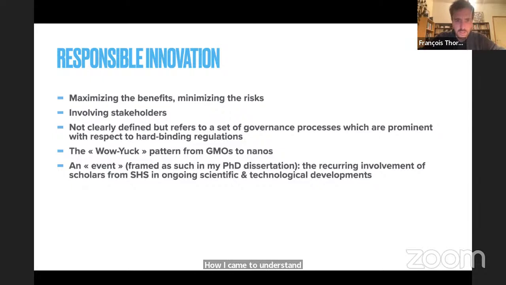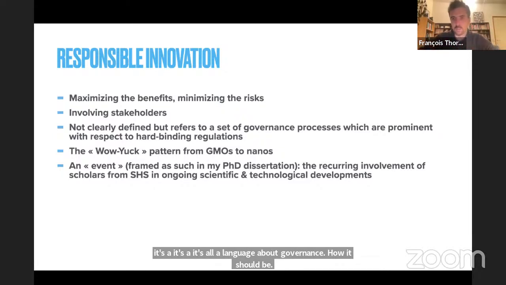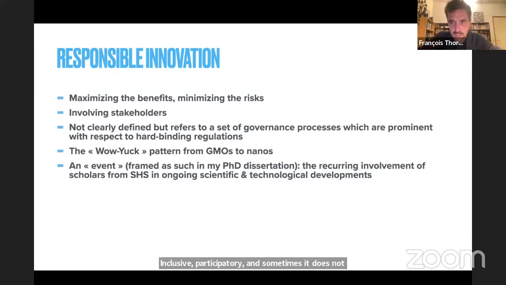Also, responsible innovation is not very clearly defined. I mean, there are attempts to define it from the European Commission, for example, from René von Schomburg, who you probably, I think, intervened in those series. I'm not sure, but these are very wordy definitions, a lot of words, which are not always unfolded. It's all a language about governance, how it should be inclusive, participatory, and sometimes it does not really say what it does, in my view.